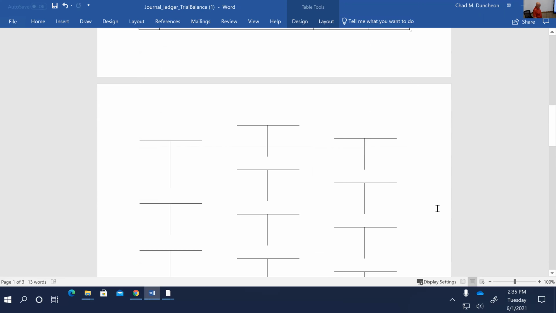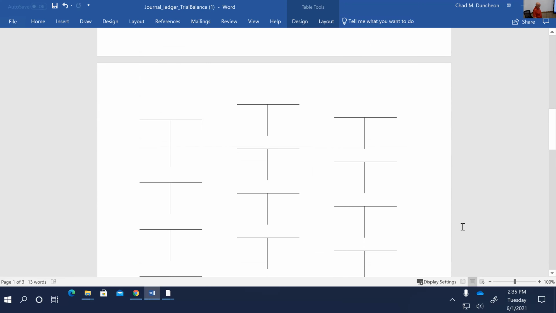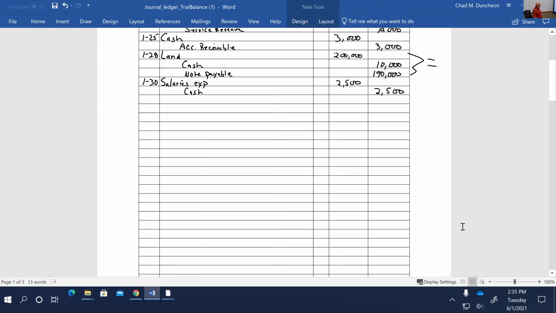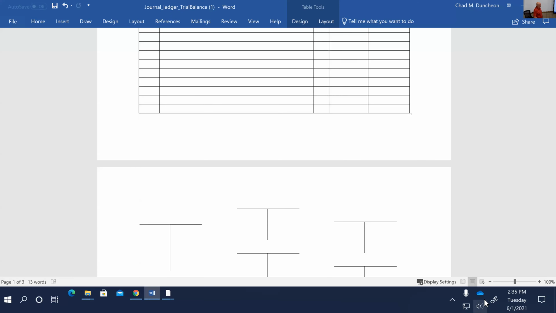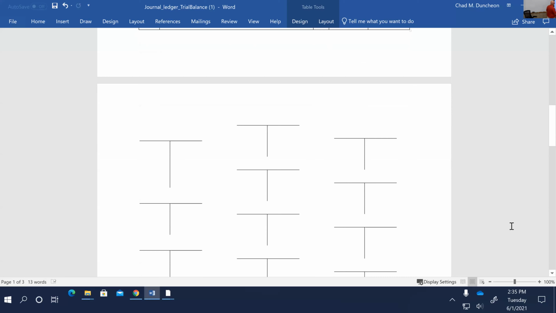Down here are our T accounts. Okay, so first we have cash for $50,000 and a note payable, transaction 1. So I need to create my T account here. I'm just going to make this one my cash. And it doesn't really matter which one you use, but once you use it, you label it on there.